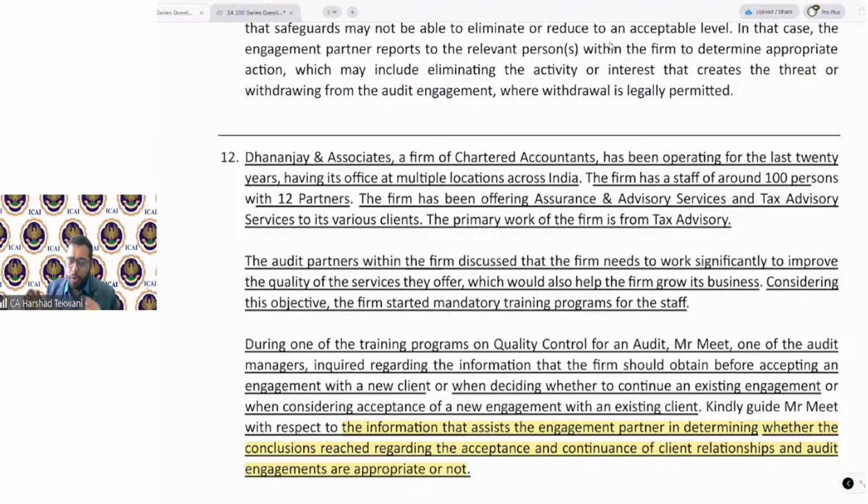Think of you being in engagement partner's place. What information you will look for? That okay, now I need this information to understand whether I should accept this client engagement or not.